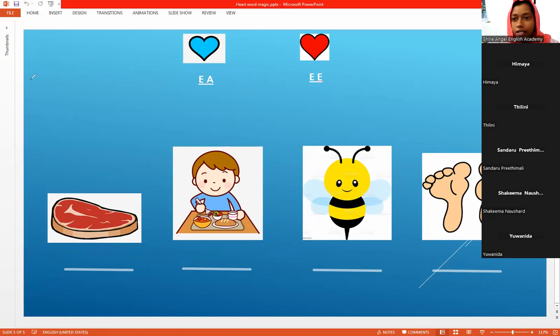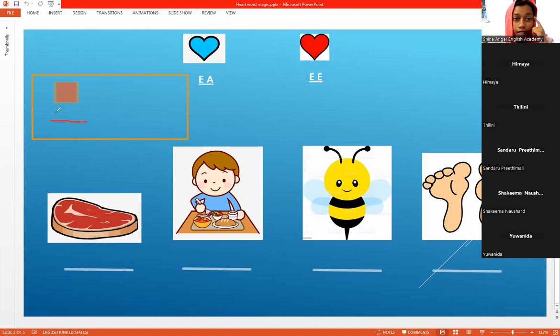Now imagine this is a whiteboard. So I'm going to remove everything, the pictures, everything, and the heart. I'm going to paste the first picture here. The first picture, right? I'm going to give that. And then you ask them, can you come and write? Who can come and write this?